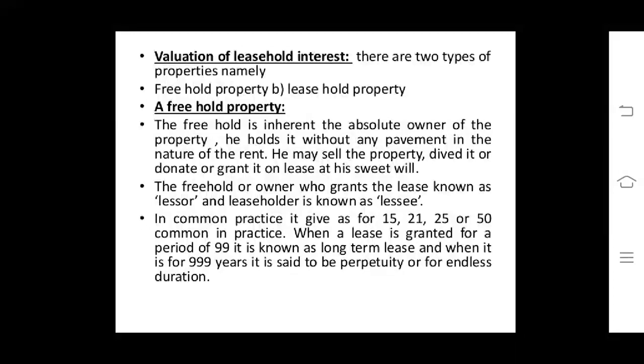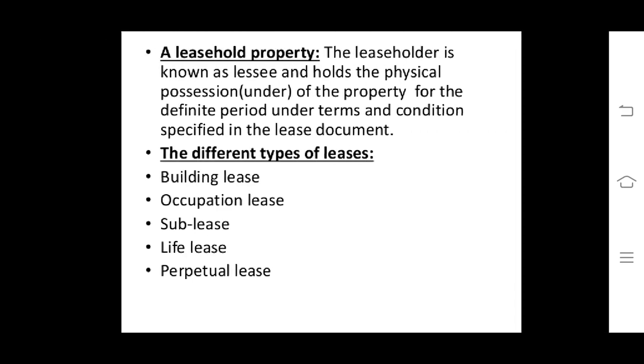The leaseholder is known as the lessee. In common practice, leases are given for 15, 21, 25, 50 years. When the lease is granted for a period of 99 years, it is known as a long term lease, and when it is for 999 years, it is said to be perpetuity, for endless duration.